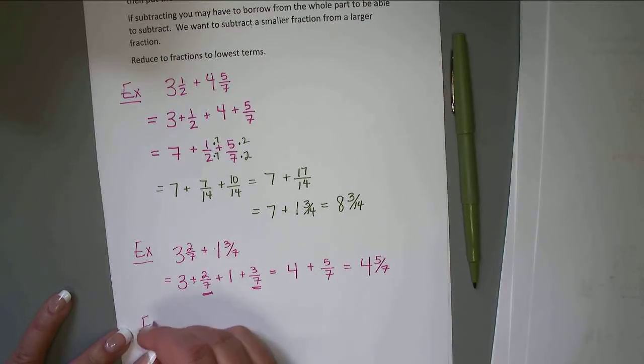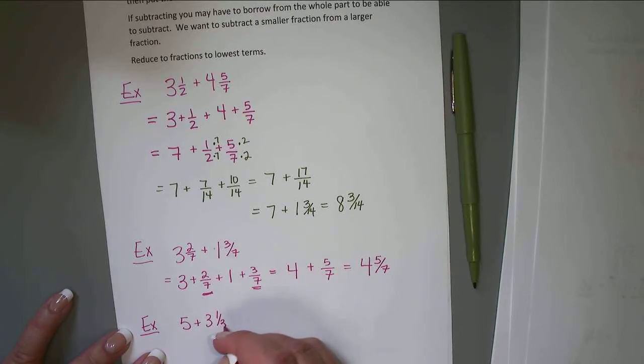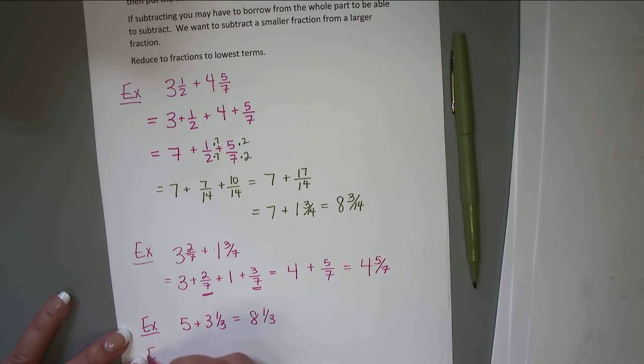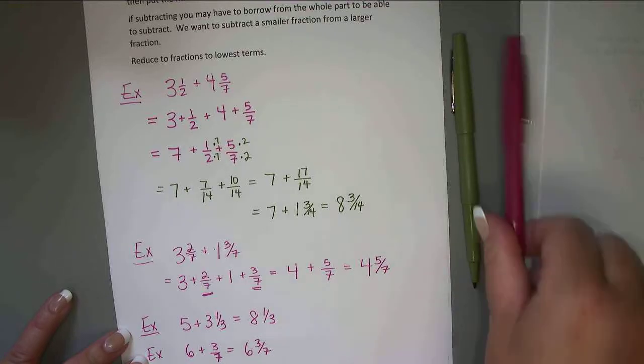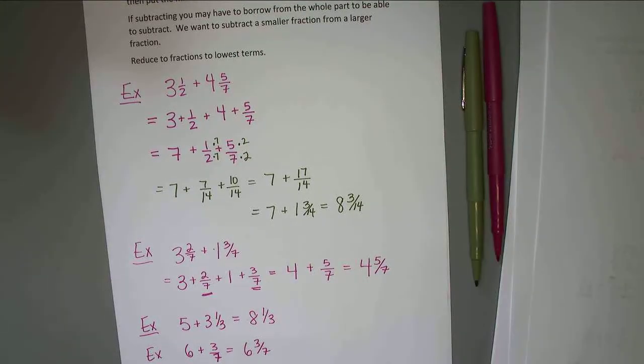Now if we had, say, for example, a whole number plus a mixed number, we can just add these together, because this is 8 and 1/3, and so there's really nothing to do. 8 and 1/3. And actually, anytime we have a fraction that's a proper fraction, we don't need to make this over 1 and add them together. We can just see that this is 6 and 3/7. So no further work involved.